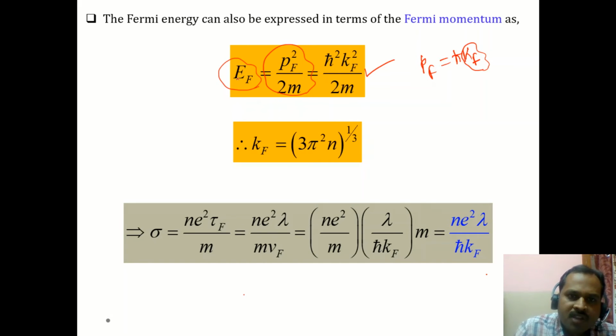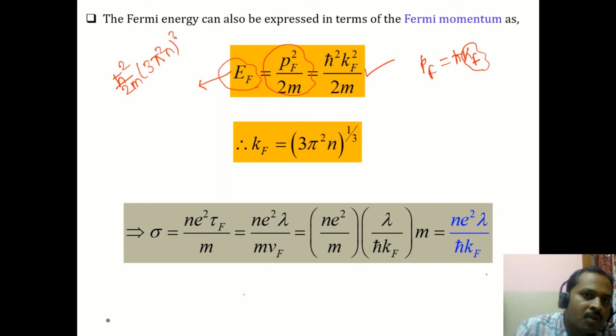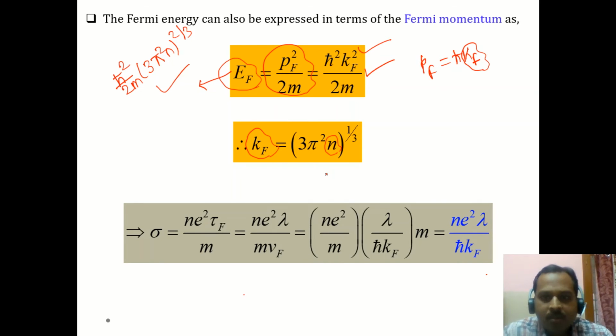And already we know the expression for the Fermi energy, which is h cross square by 2m into 3 pi square n to the power 2 by 3. So if you compare this with this, then we can obtain an expression for the Fermi wave vector as a function of the electron concentration. So it is 3 pi square n to the power 1 by 3.